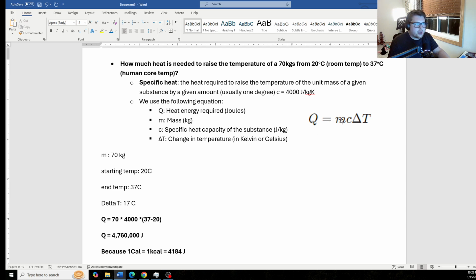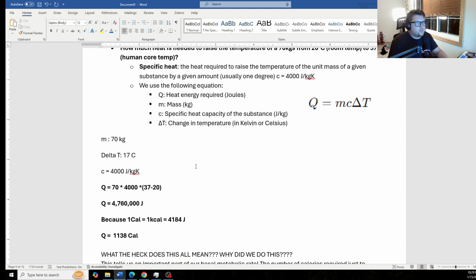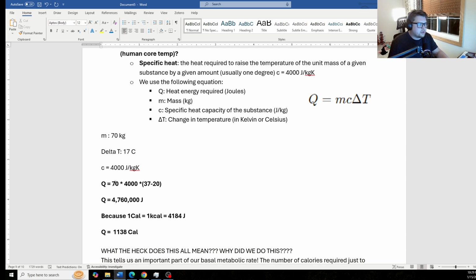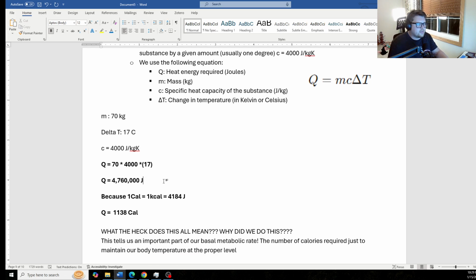So I look here, okay, I have M, I have delta T. Oh, and I was given C up here. Sweet. I can get rid of those starting and ending temperatures. I have all the numbers that I need. All I do is plug them into my equation: 70 times 4,000 times 37 minus 20, which is our 17. And I get 4.76 million joules.